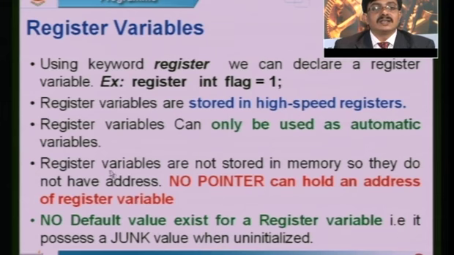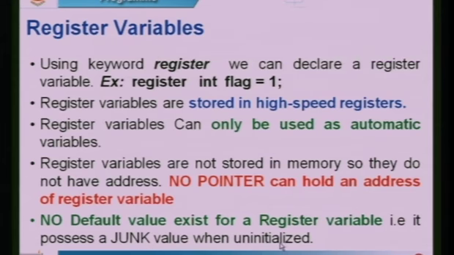Register variables are not stored in memory, so they do not have addresses. Register variables are stored in the CPU register, and they do not possess any address. Since they do not have addresses, using a pointer I cannot hold the address of a register variable. No default value exists for the register variable, similar to automatic variables, where we do not have any default value; they have a junk value. Even register variables will have a junk value when uninitialized.